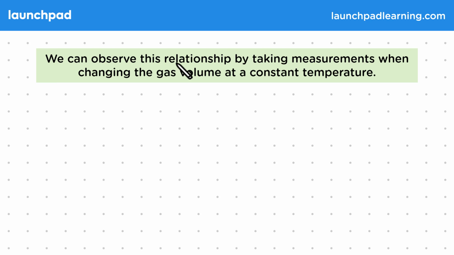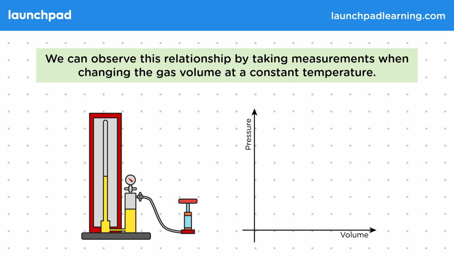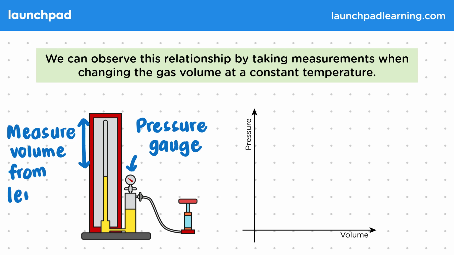Well, we can observe this relationship by taking measurements when changing the gas volume at a constant temperature. So in the gas column, we can use a pressure gauge to determine the pressure the air must be exerting on the oil, which would be the same pressure the gas exerts in all directions. Then we can work out the volume of the air by measuring the length of the column it occupies. Remember, it's important that we use this method to change the pressure and volume, since the temperature of a gas also affects its pressure. So we need to make sure that it's kept constant.